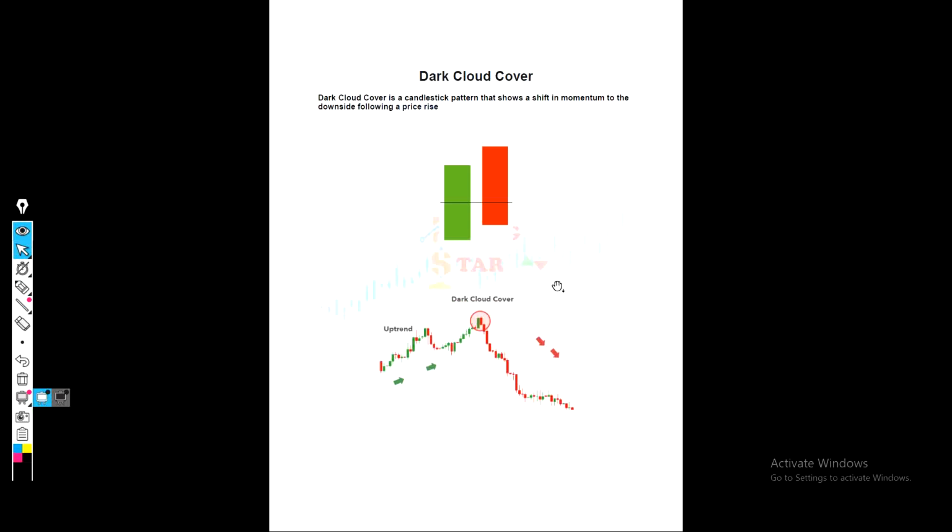Next one is the dark cloud cover. It's a candlestick pattern that shows a shift in momentum to the downside following a price rise. Here you can see this is the uptrend. It starts with this and keeps the momentum up. At this point in time, you will see three consecutive red candles after this price momentum, and the trend has reversed from uptrend to downtrend.